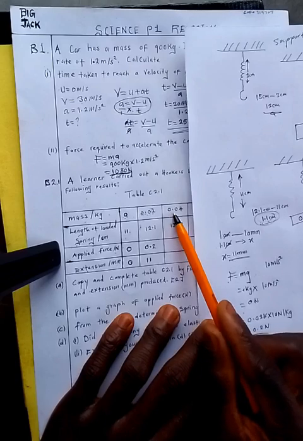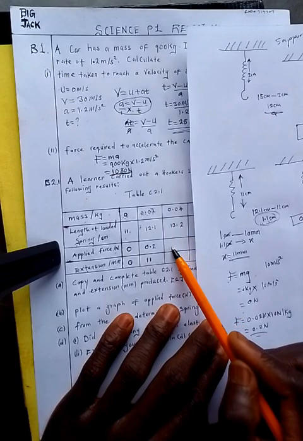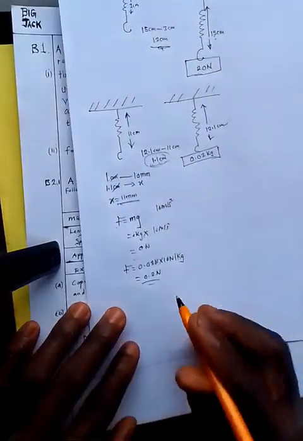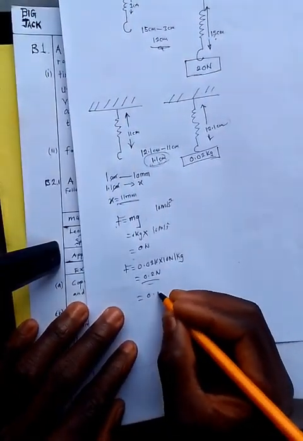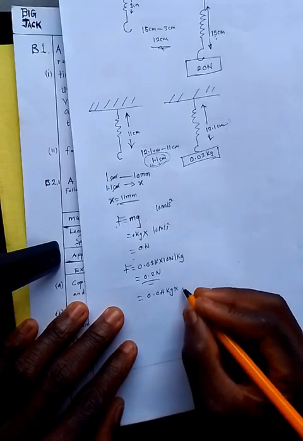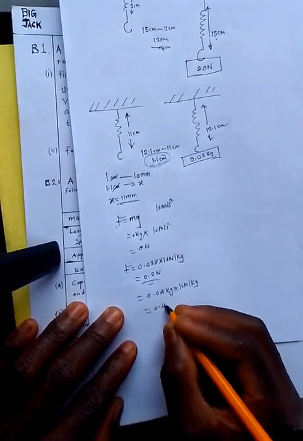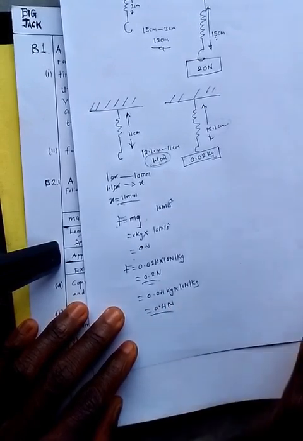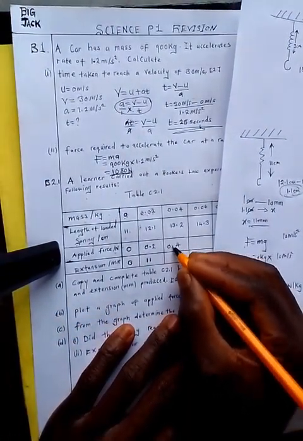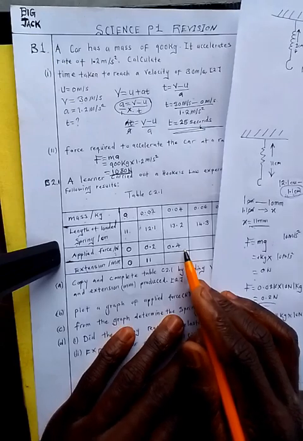If we have the mass of 0.04, what is going to be the applied force? The applied force is going to be, so we can just say mass, which is 0.04 kgs multiplied by 10 newtons per kgs. Then the answer is going to be 0.4 newtons. So meaning here, the answer is going to be 0.4 newtons. So they have included the newton here. No need of you putting the newton here.